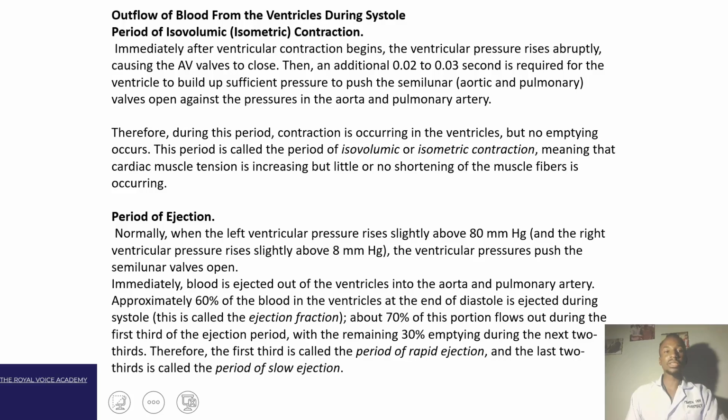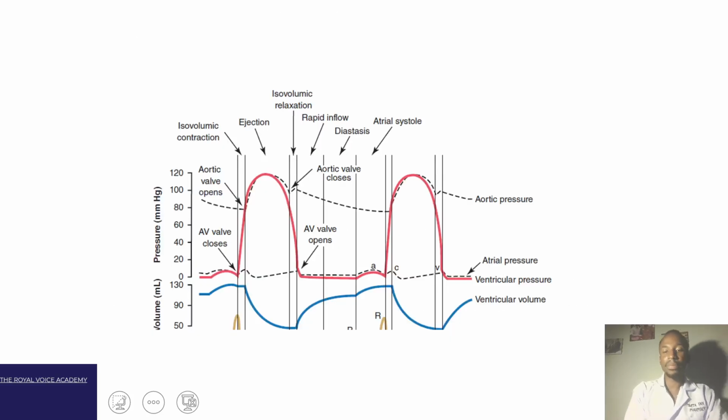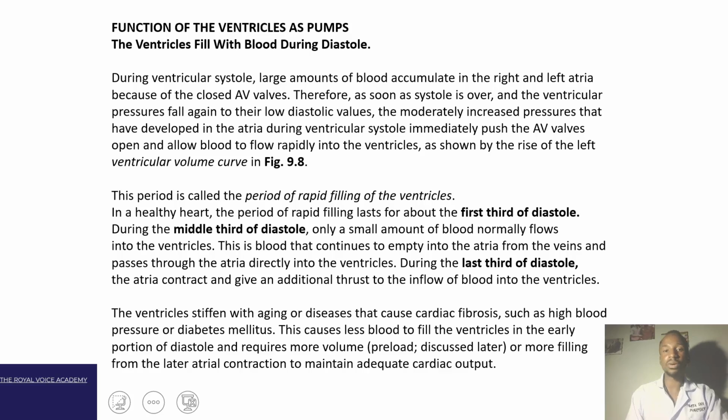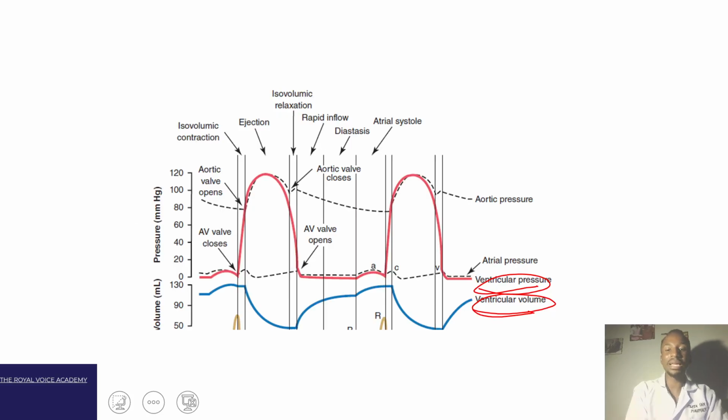Now this is what they're majorly saying here. You have your ventricular volume here, and then you have your ventricular pressures here. Now we are focusing on this ventricular pressure, because the slide was about the ventricles filling with blood. So this is the volume. Look at when the pressure is increasing, the volume is decreasing. When the pressure is decreasing, the volume is increasing. You see that relationship? This is ventricular volume, the blue one, and the ventricular pressure is the red one.